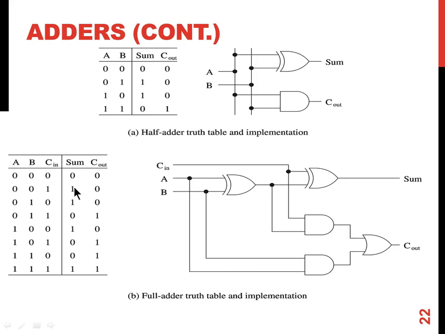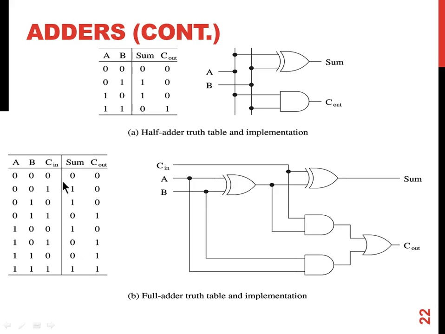Then we have the full adder circuit where there are three inputs A, B, and carry in acts as a third input. So when inputs are high, depending on which inputs are high, we'll get sum and carry out generated. If only one input is high, sum is 1, carry out is 0. If two inputs are high, we get sum 0 and carry out 1. All three inputs are high, we get sum 1 and carry out 1.